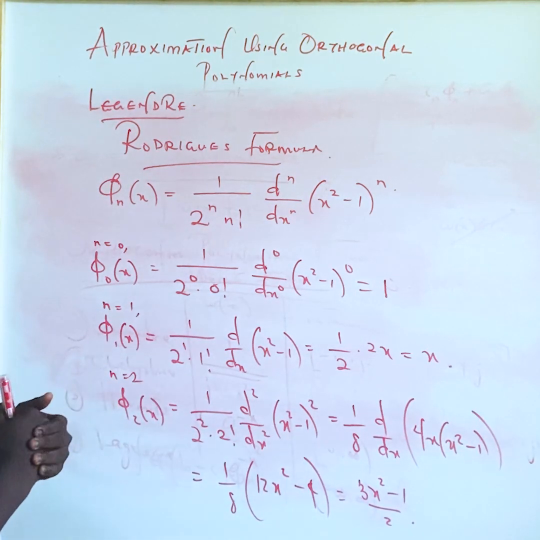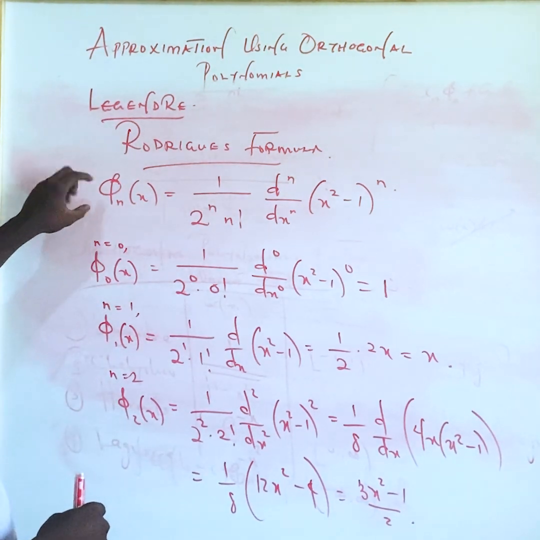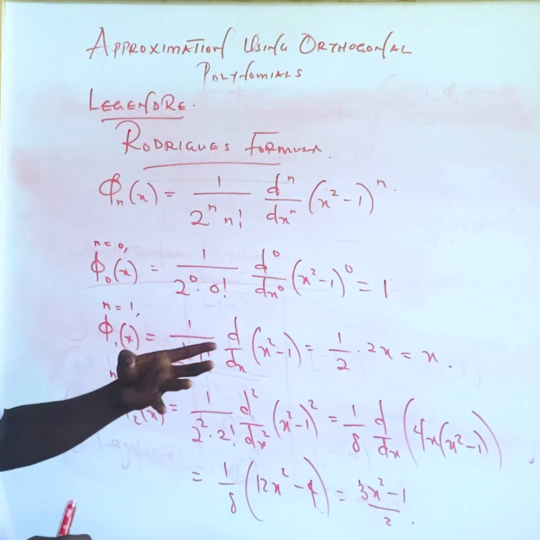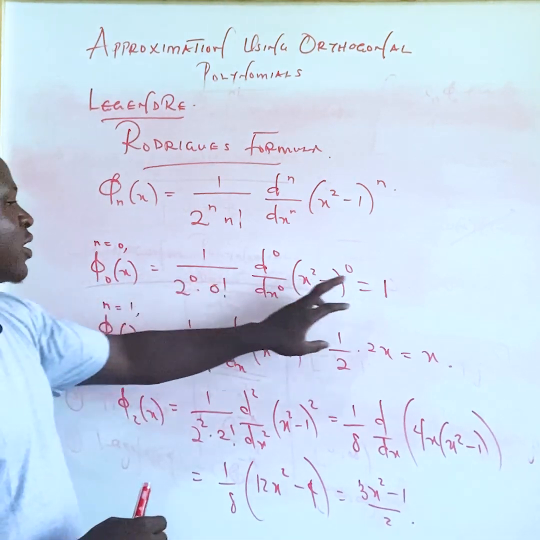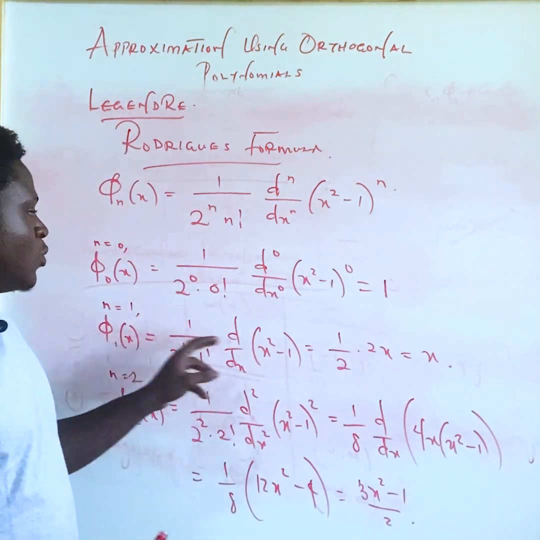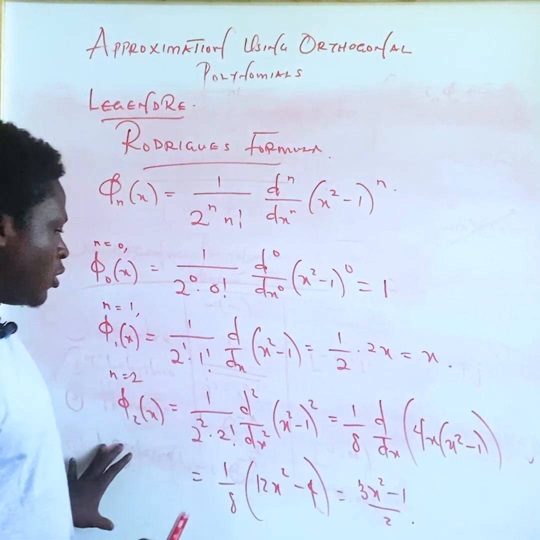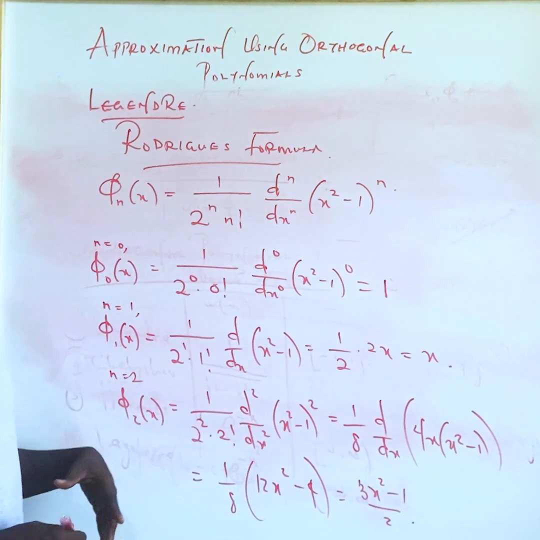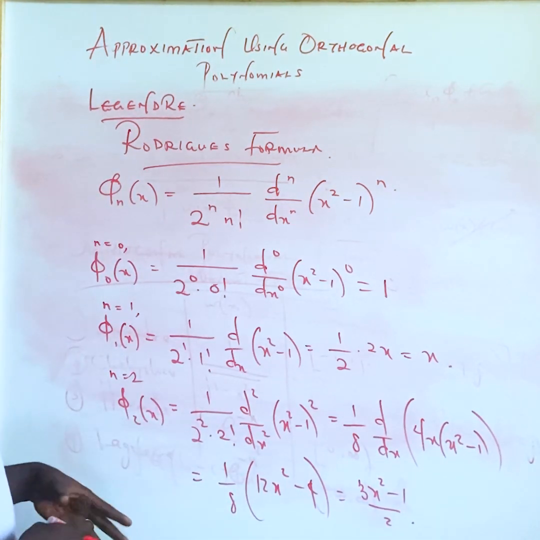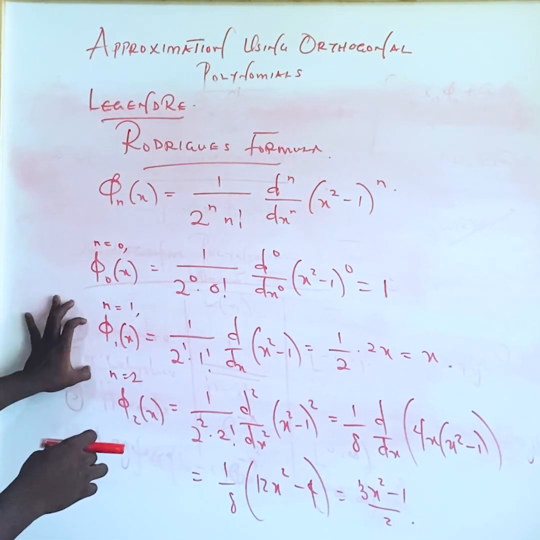One thing I want us to pick from here is that phi i is a polynomial of degree i. What do I mean? Phi naught is a polynomial of degree 0, basically. So I have 1, x to the power 0. Phi 1, a polynomial of degree 1, x. Phi 2, degree 2, 3x squared. So phi 3 will be a polynomial of degree 3, and so on. So phi i is a polynomial of degree i. So this is for the Legendre polynomials. All of these are the polynomials we need.